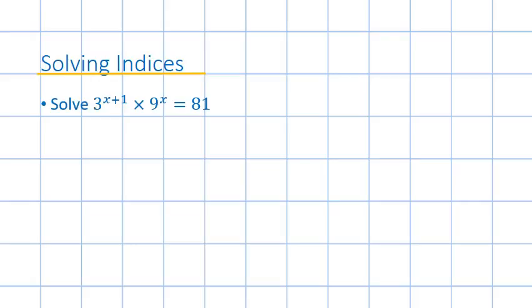Okay, so let's have a look at the question. Solve 3 to the power of x plus 1, multiplied by 9 to the power of x, is equal to 81. I'm looking for a powers timetable. 3, 9 and 81 are all powers of 3. So first of all, let's convert those numbers into powers of 3. 9 is 3 squared and 81 is 3 to the power of 4. So we can put that in. That's making it much simpler for us to solve now.